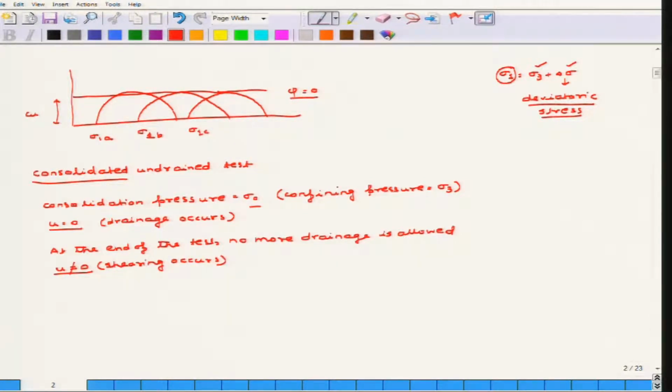And at this point what has happened is that this sigma 3, which was initially confining pressure at the beginning of the consolidation, at the end of the consolidation phase, as well as since U was equal to 0 or drainage has occurred, this was equivalent to an effective stress as well. So this can be also termed as effective confining pressure, has now moved to total confining pressure.